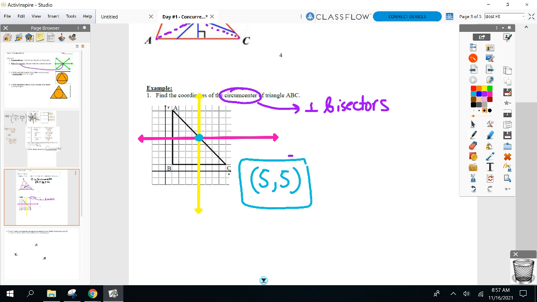Questions? What's so special about it again? What's so special about that point 5, 5? Come on, what's so special about it? Equidistant from what three points? A, B, and C, right? So again, I'm going to keep harping on this. This distance is the same as this, same as this. Look, they're all the same because that's the circumcenter.